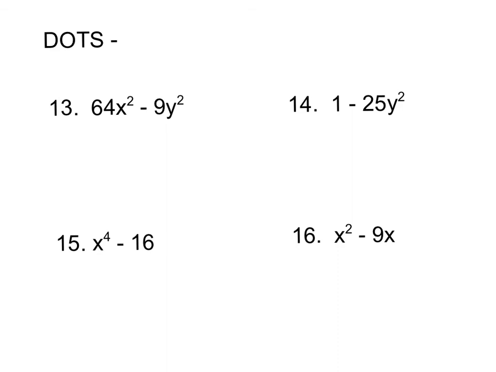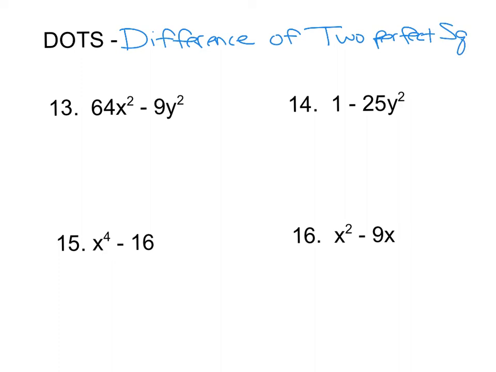factoring method. Dots stands for the difference of two perfect squares. Running out of space. So difference of two squares. I can't put the P in there. That would be dot. Doesn't quite work. So dots. Difference of two squares. We just have to assume they're perfect.